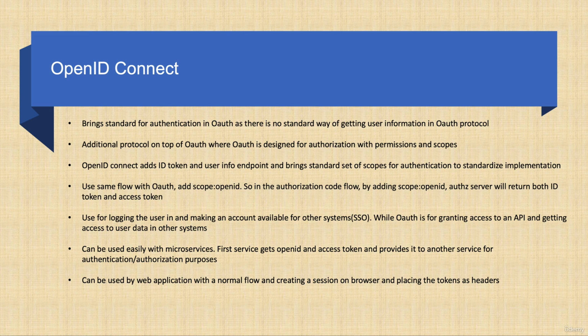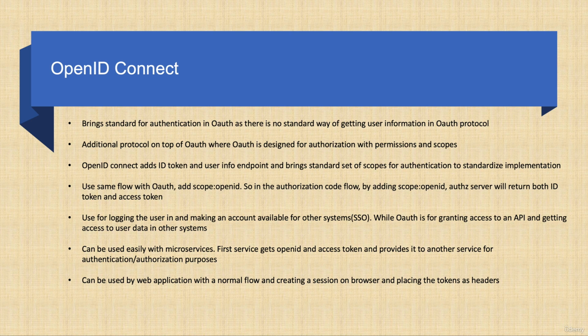Then the authorization server will return both ID token and access token. We can use ID token for logging the user in and making an account available for other systems, for example using single sign-on, while as said, OAuth is for granting access to an API and getting access to user data in other systems. ID token can be used easily with microservices. The first service gets the OpenID and access token and provides it to another service for authentication purposes.